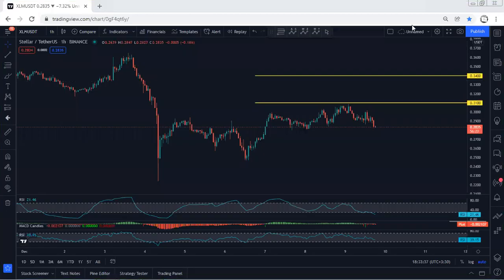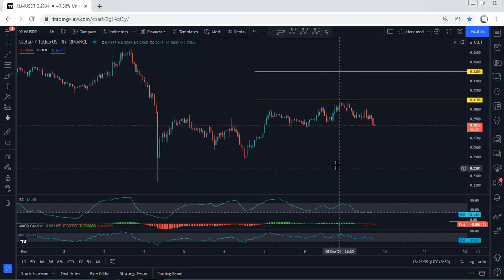XLM, we start with 1 hour chart. I just want to give a quick update. If we refer to our analysis, we have been looking for buy since the price was within here, and this is what we get. And we mentioned the first target we're looking for is 31. As we can see, the price almost tagged it.